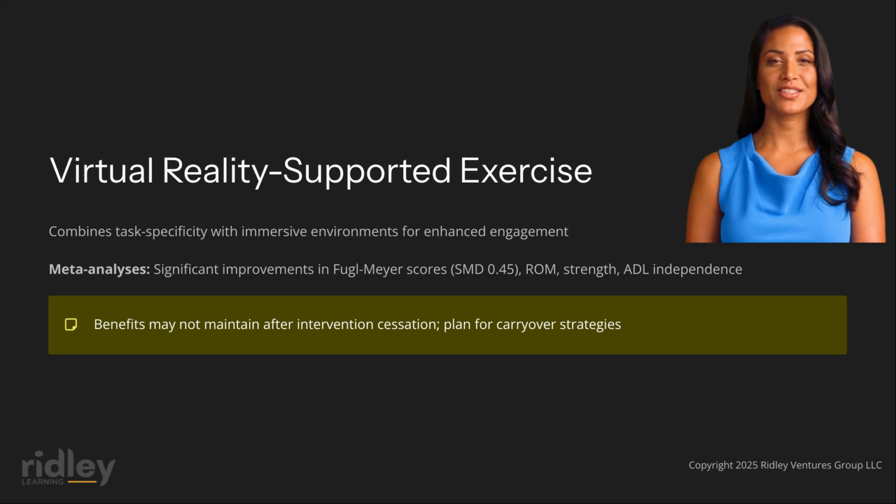Virtual reality-supported exercise therapy has emerged as an innovative approach to stroke rehabilitation that combines the principles of task-specific training with immersive or semi-immersive technological environments designed to enhance engagement, provide augmented feedback, and enable high-repetition practice in motivating contexts. Systematic reviews and meta-analyses examining randomized controlled trials of virtual reality for upper extremity rehabilitation have found significant improvements in motor function as measured by the Fugl-Meyer assessment, with a standardized mean difference of 0.45, along with improvements in range of motion, muscle strength, and independence in daily activities, compared to control conditions receiving either conventional therapy or no therapy.